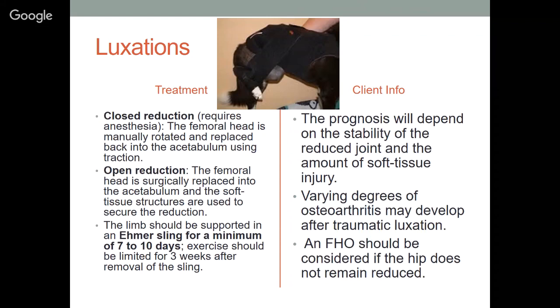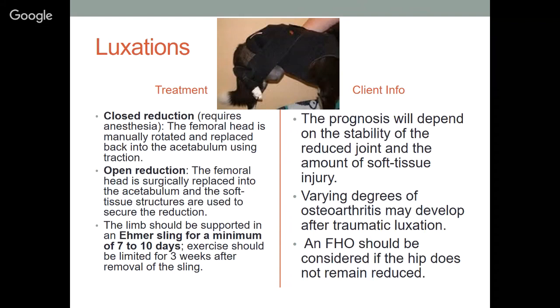Over time, those muscles will contract and scar tissue will form, and it will be hard to stretch that leg out and get that femoral head back in place. So what we'll actually do is sedate them or anesthetize them, pull that leg out, and then rotate it back into the acetabulum. With open reduction, we do it surgically.